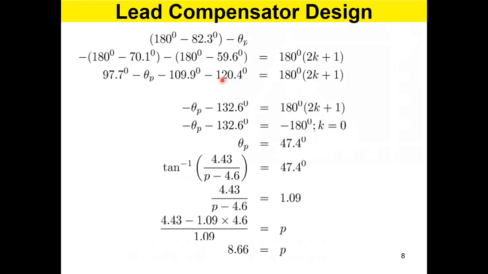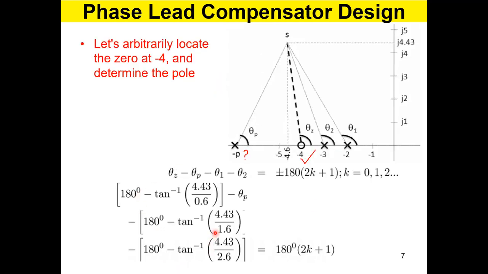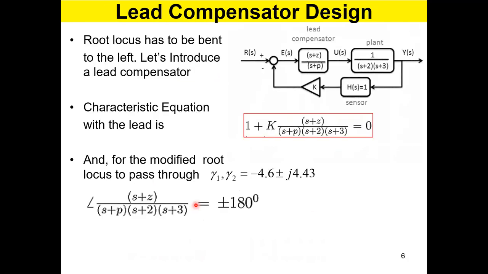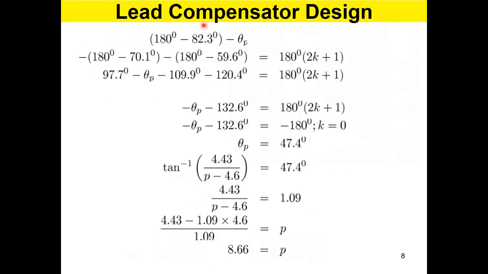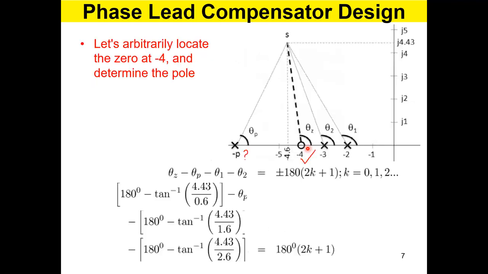Now these inverse tangent angles you can calculate and put over there to get 180 minus 82.3. Theta p remains theta p. This is 70.1, 59.6. So when you simplify, you go through a number of steps and finally calculate your theta p, 47.4 degrees. So this has to be 47 degrees.